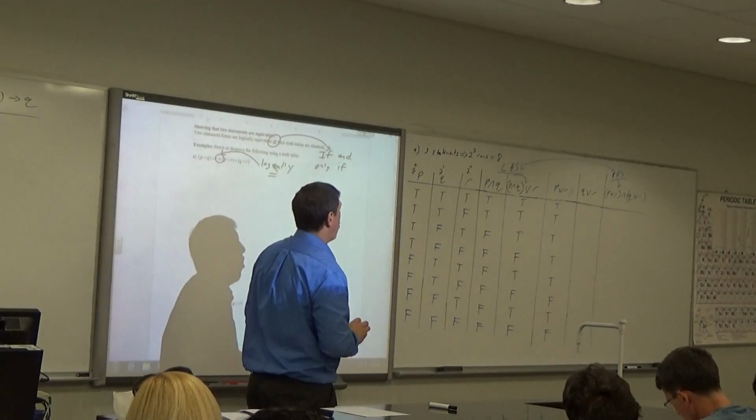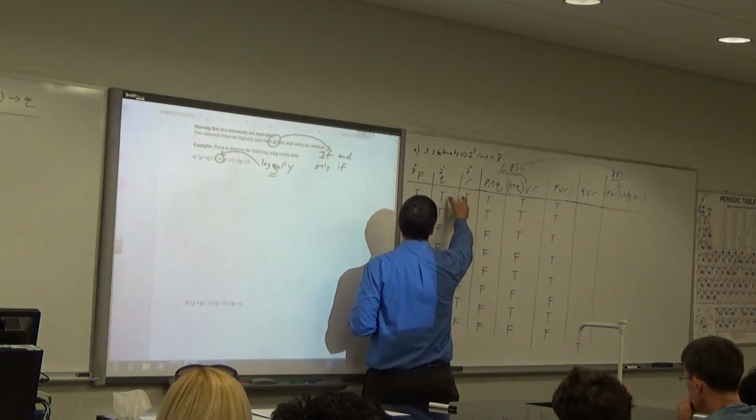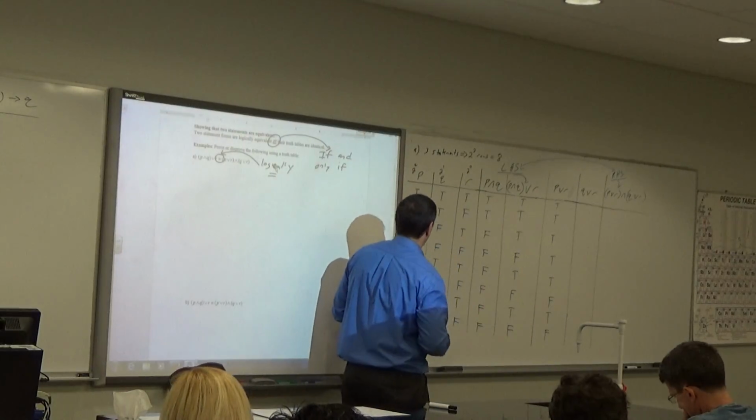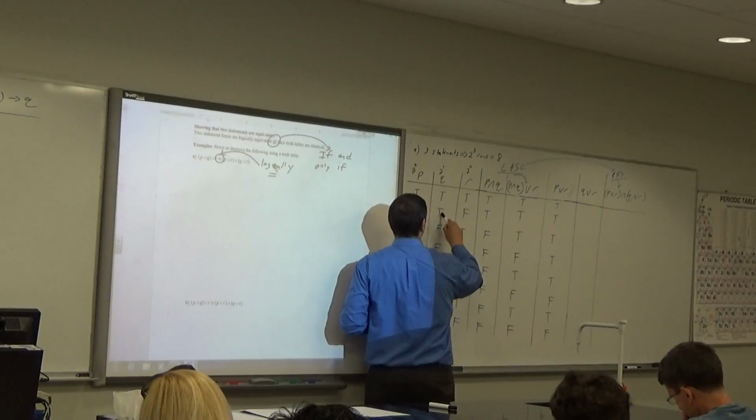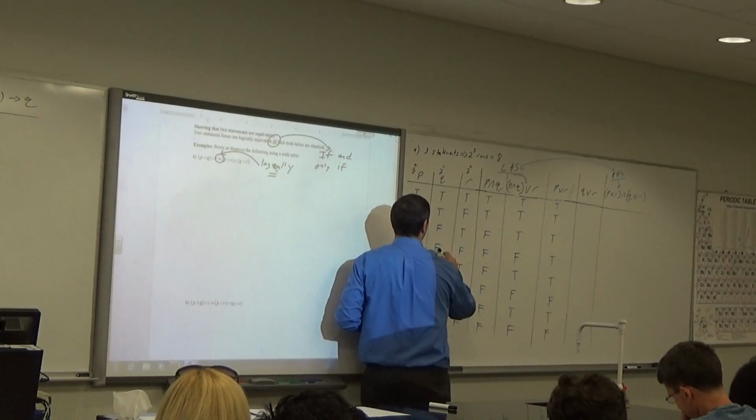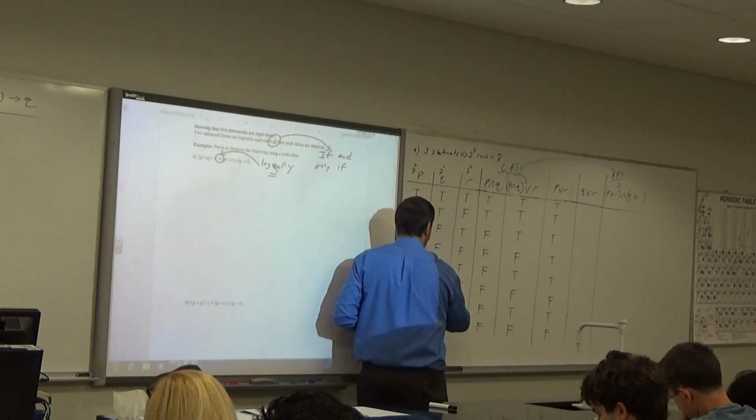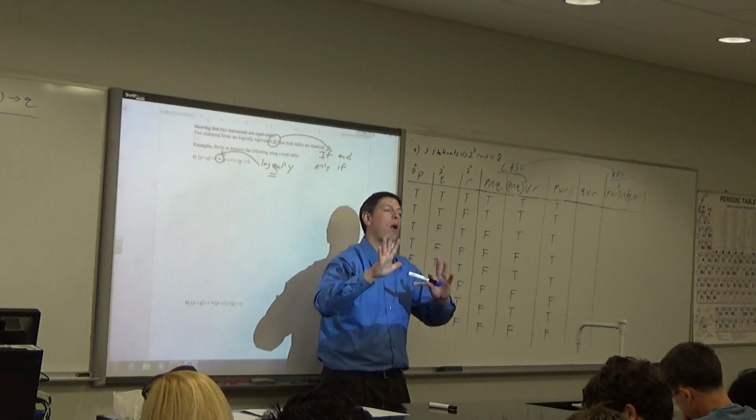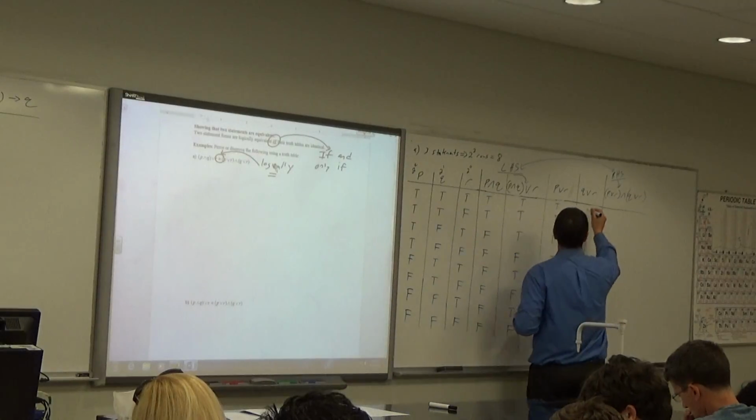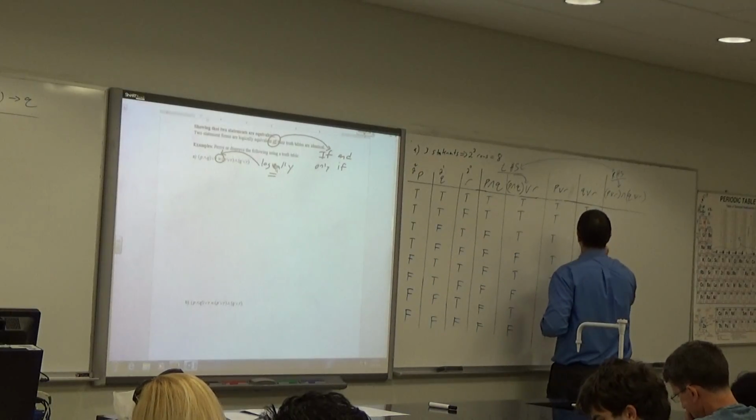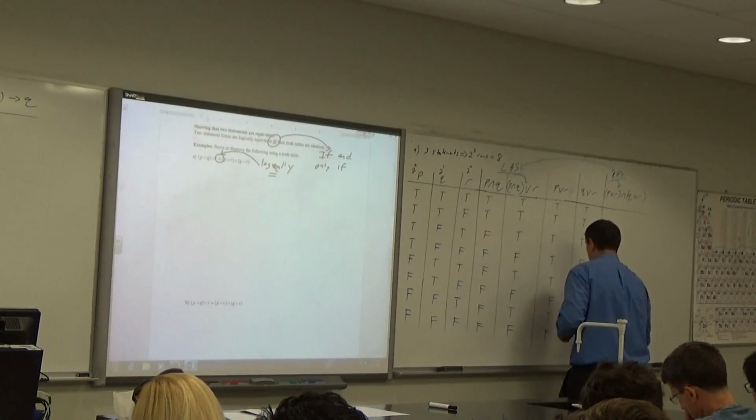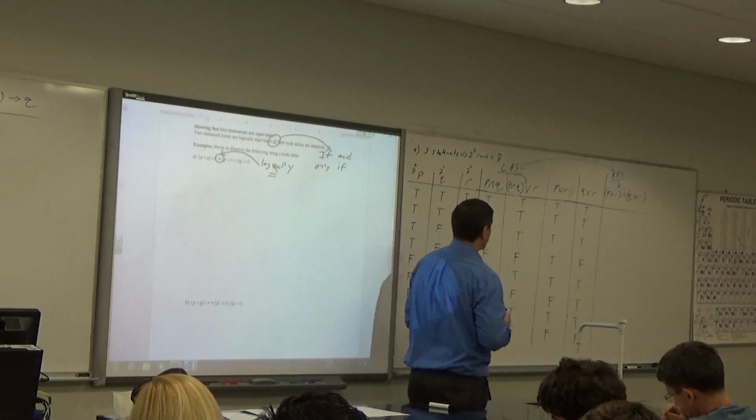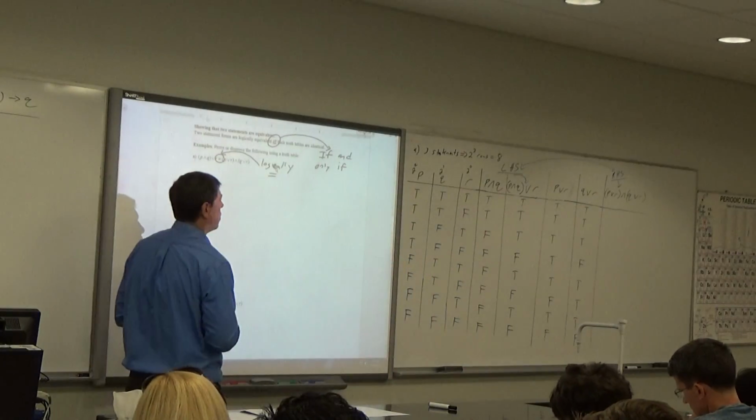Okay? For Q or R, now what I'm doing is I'm just looking at these two. And remember, Q or R means that one of the two has to be true. So it looks like row 1 is good, row 2 is good, row 3 is good, row 4 is not good, 5, 6, 7 is good, and then row 8. So basically everything except for row 4 and row 8 are going to be good. So we have true, true, true, false, true, true, true, false. All right.